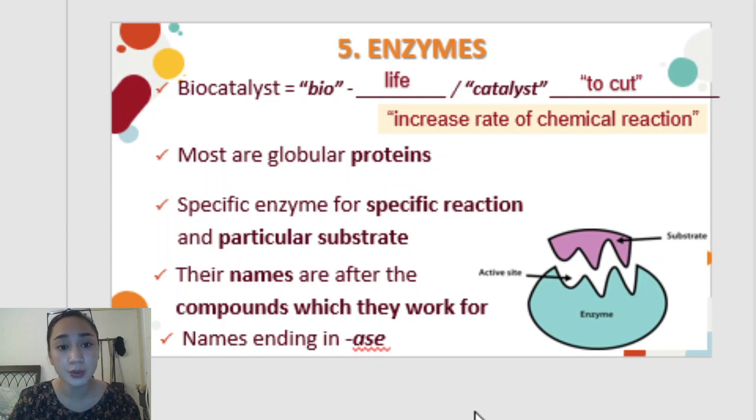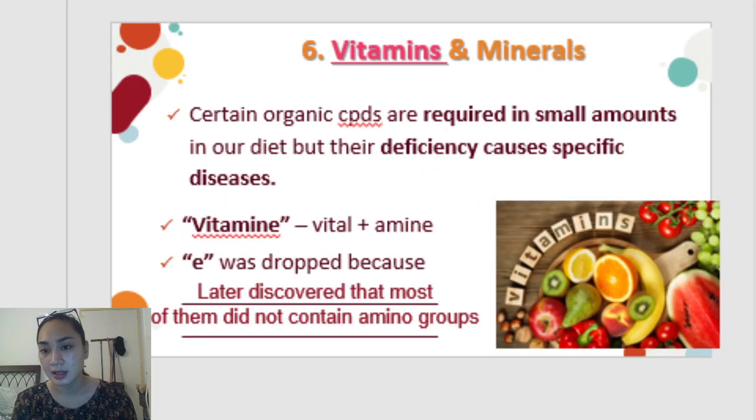And then, specific enzyme for specific reaction and a particular substrate. So, kung makikita natin dito, no, we have a certain substrate, we have an enzyme, and then para silang puzzle piece. So, dito nagmula yung parang lock and key analogy na na-discuss natin nung first module. Their names are after the compounds which they work for. Yung names ending in A's.